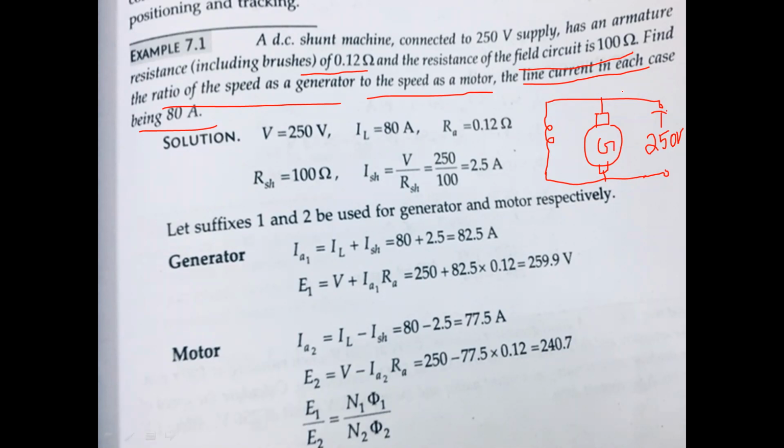A generator delivers current. The line current in each case is 80 amperes, so the generator delivers 80 amperes. This is the line current of the generator. In either case, generator or motor, the machine takes a field current, that is I_SH, the shunt current or field current.